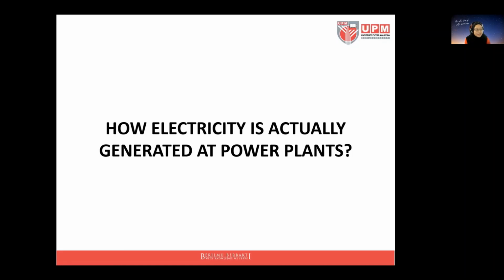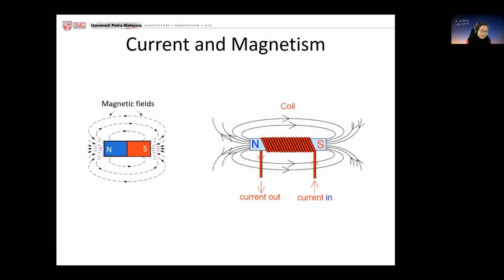But how exactly is electricity generated at power plants? In the generators, what actually happens? And to answer that question, we are going to go back to basics again. So please bear with me.